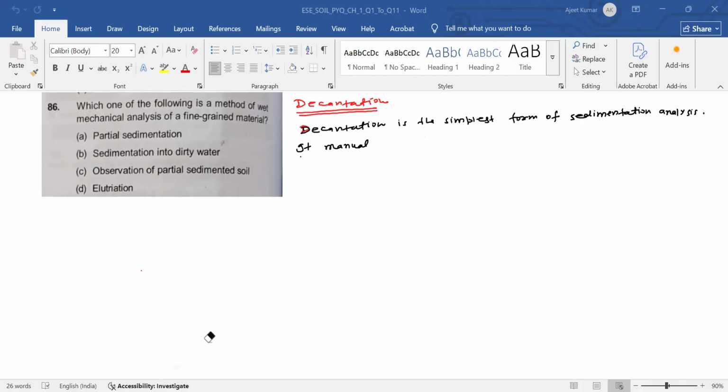This is the manual process of separation by gravity. And how does it work?